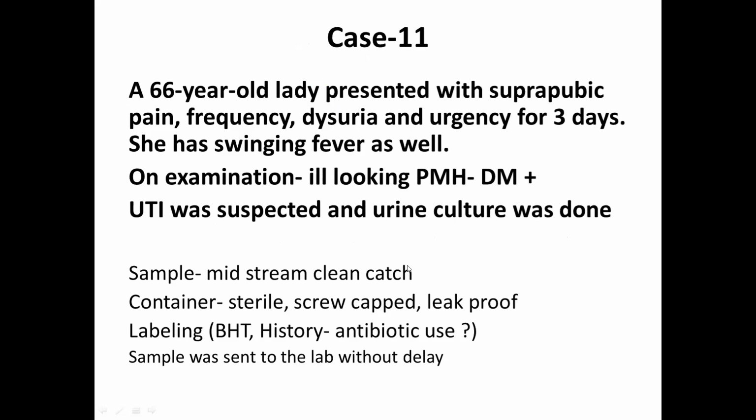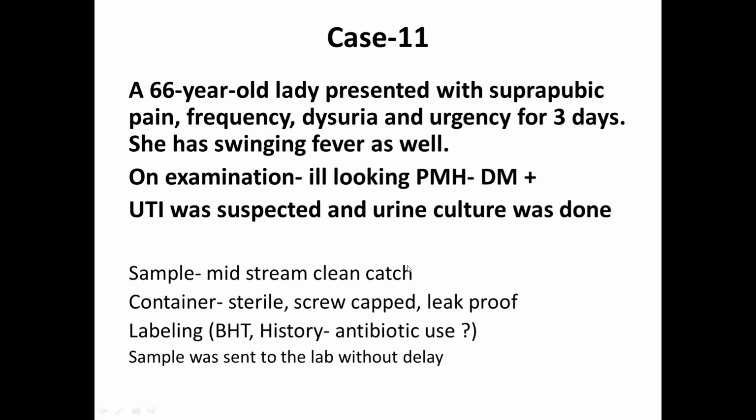Here is a case. A 66-year-old lady presented with suprapubic pain, frequency, dysuria and urgency for 3 days. So when you are reading this case, which system is it related to? That is the genitourinary system. Suprapubic pain points more towards the bladder; frequency means passing urine several times; dysuria is pain during micturition; and urgency is always feeling the need to pass urine, for 3 days. She has a fever as well, so it indicates an infection.